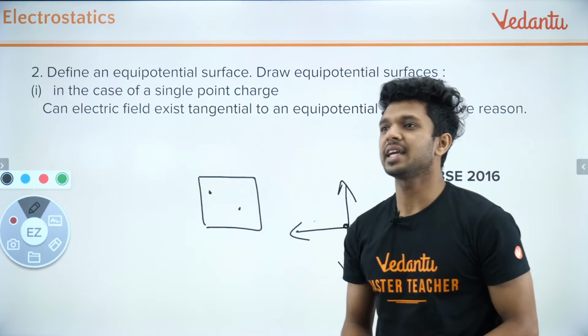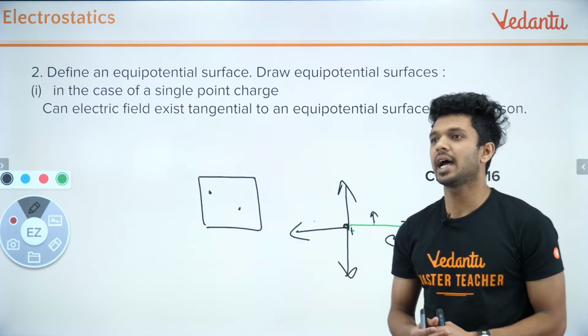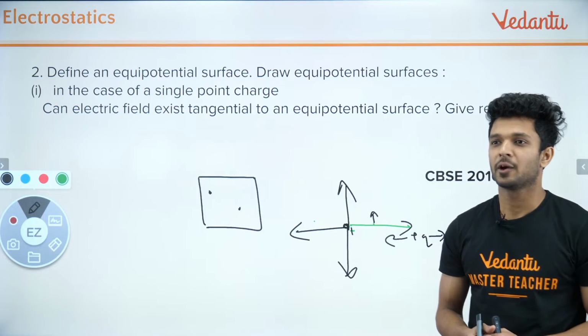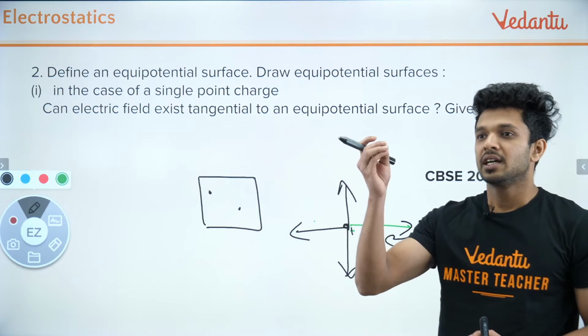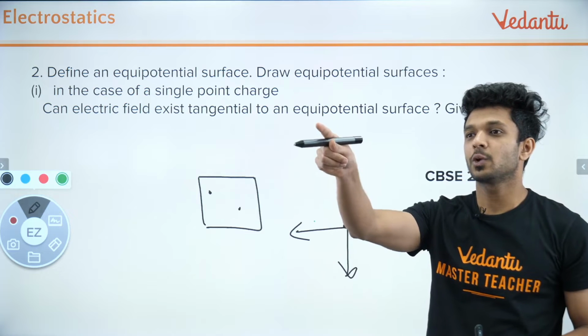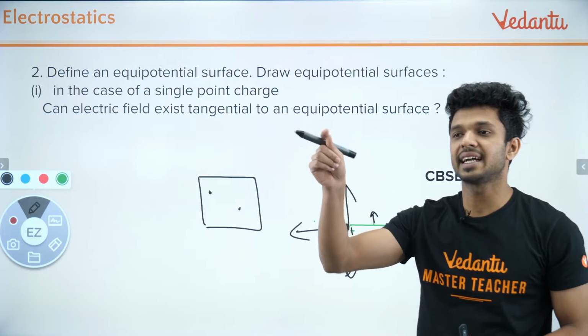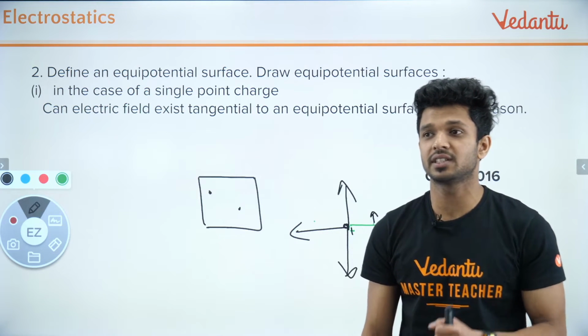Can electric field exist tangential to an equipotential surface? Okay, all understood. Now the next question, can electric field exist tangential to an equipotential surface?